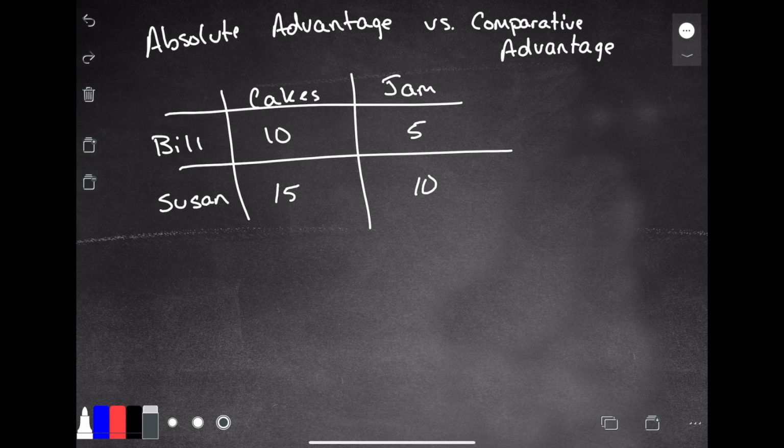Comparative advantage compares the relative abilities of people at making goods relative to their opportunity costs. And so even though Bill is inferior in his ability to make cakes compared to Susan, he is superior to her in what we could call relative ability to make cakes. Now, most non-economists focus on absolute advantage. Economists tend to focus on comparative advantage.